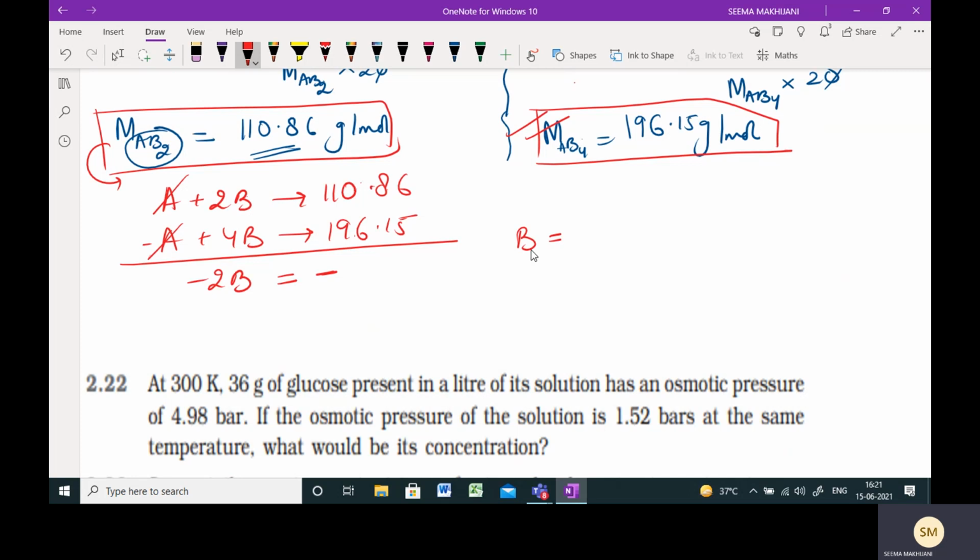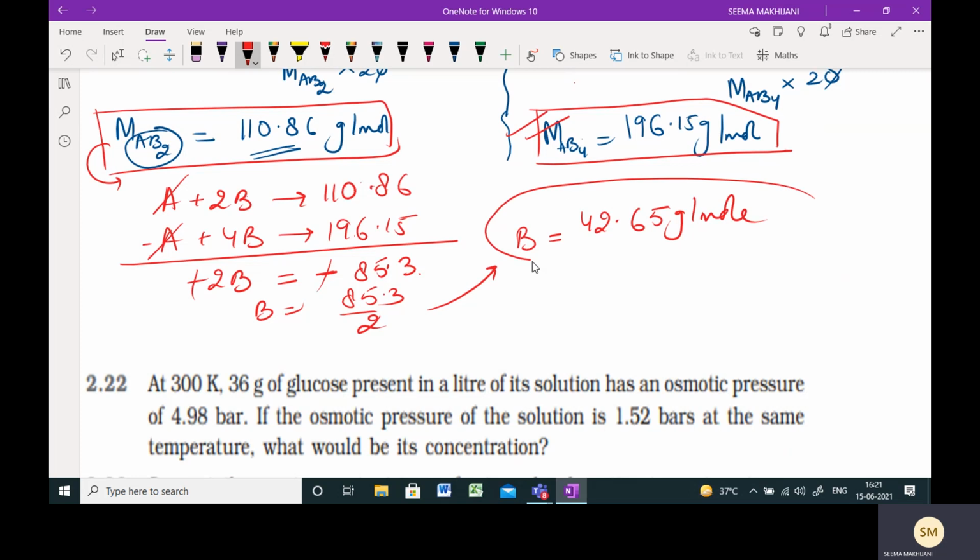On solving, your B comes out to be minus 85.3 roughly. So your B becomes equal to minus 85.3 divided by 2, where the minus gets cancelled. Therefore, the value for B comes out to be 42.65 grams per mole. That is done for B, now what do we do? Substitute this value in one of the two equations and you will get your answer. You can take it down like this also.